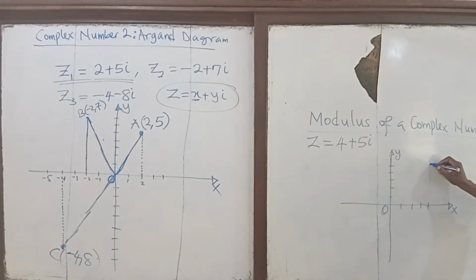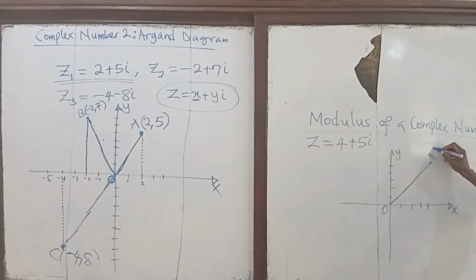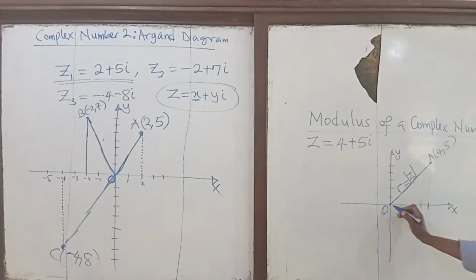That's 5. Then you connect that to the origin. You can call this point A, which is (4, 5). The line from the origin is called the modulus, which we can represent with r, or with z with this line across it. From here to here is your 4, and from here to here is your 5. So this forms a right angle triangle. Then we can use Pythagoras theorem to solve it.